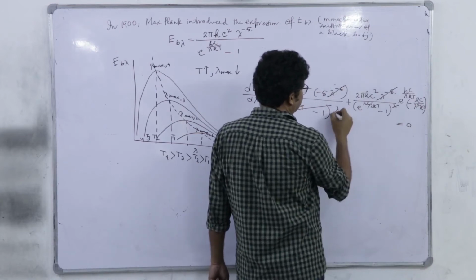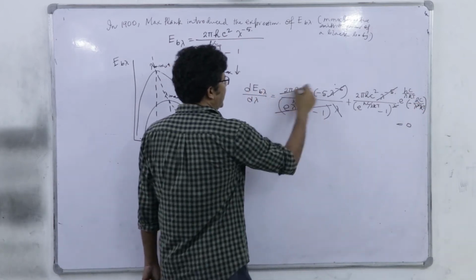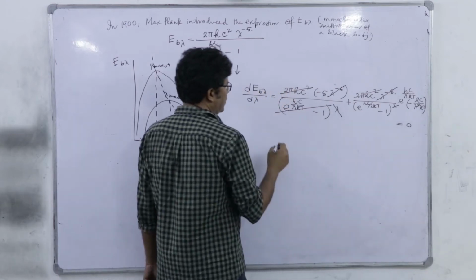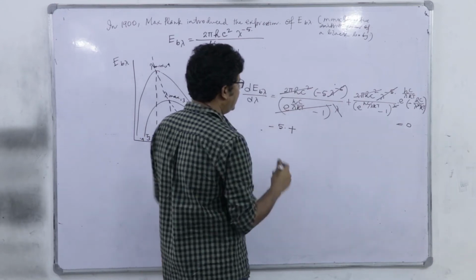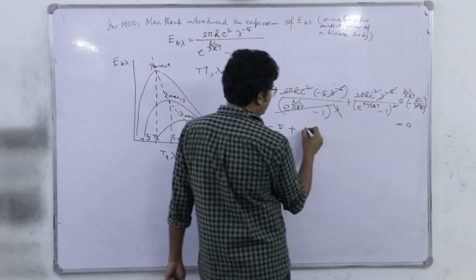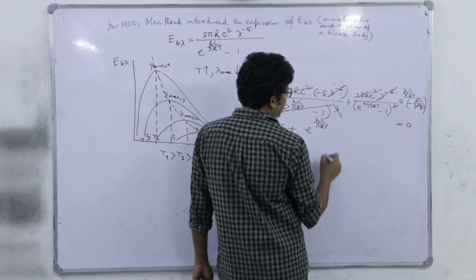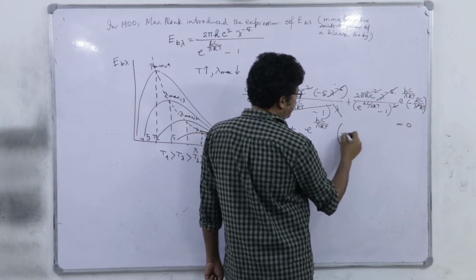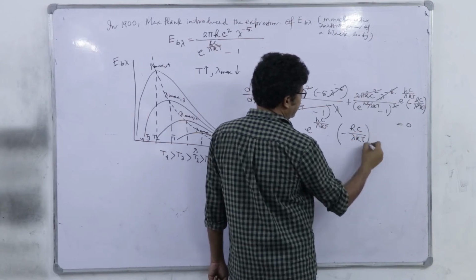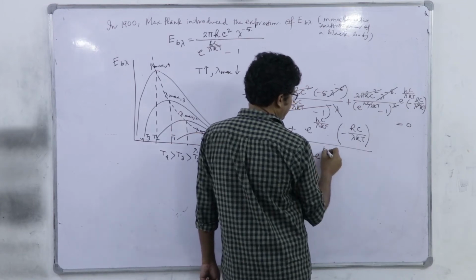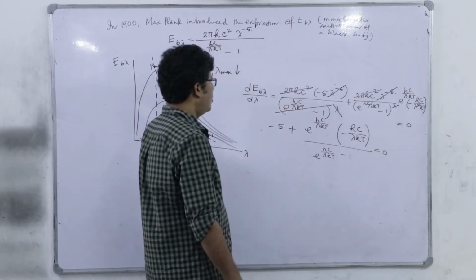And lambda to the power minus 1 means here. So, this is also cancelling out with it, and 2 pi h c squared is going out. So, minus 5 plus everything else cancels out, into e to the power h c by lambda k t, into this, minus of h c divided by lambda k t, that divided by e to the power h c by lambda k t minus 1 equal to 0, right.